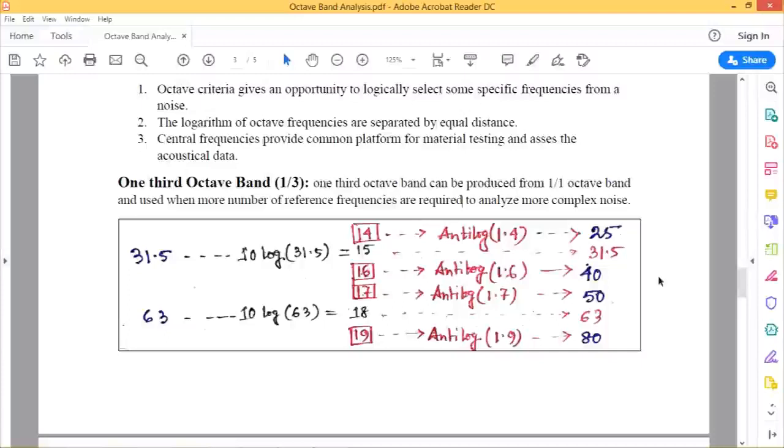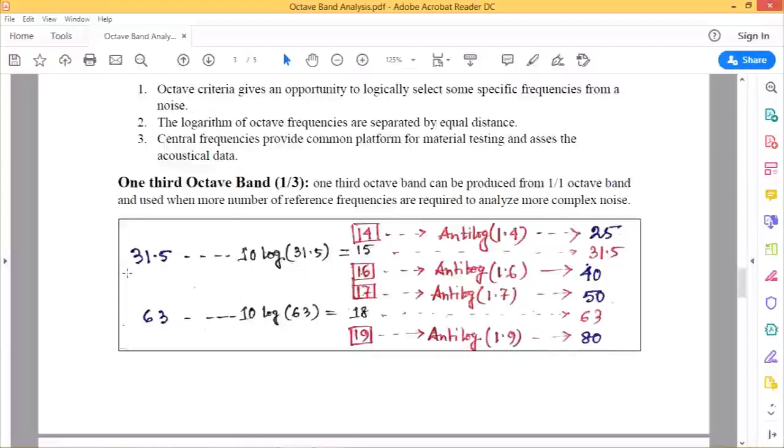In the case of 1/1 octave band, we have a standard set of 10 frequencies, from 31.5 to 16,000. Only 10 data points are available for the analysis. But for some other analysis purposes, for more accurate results, we need more standard values. That's why the 1/3 octave band has been generated by standards. Now, you can also generate the 1/3 octave band. What is the process?